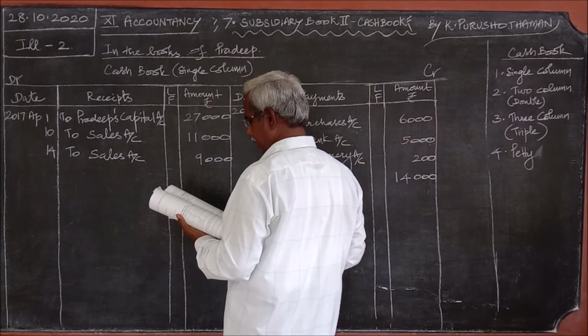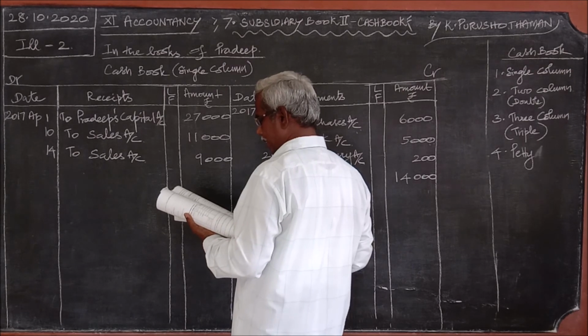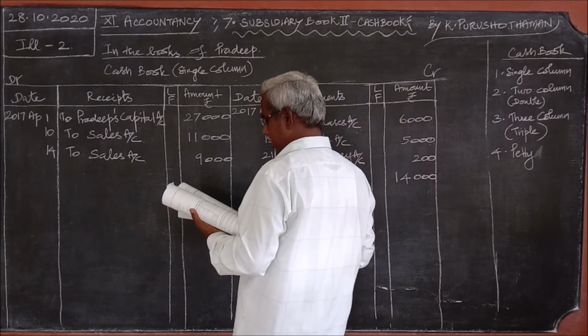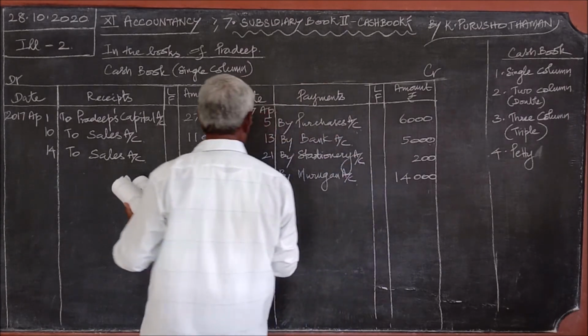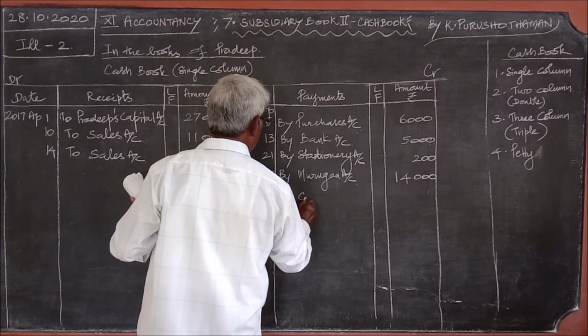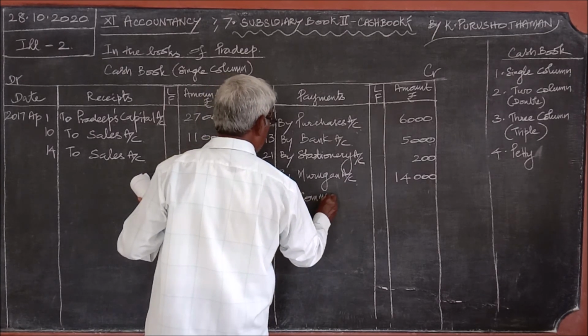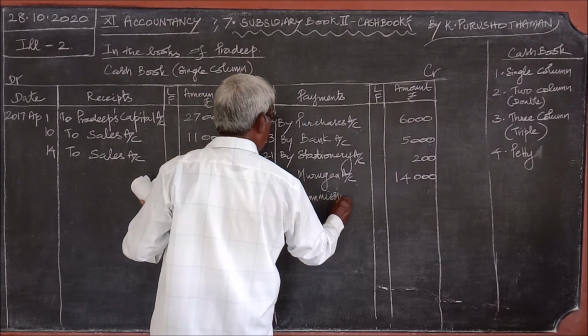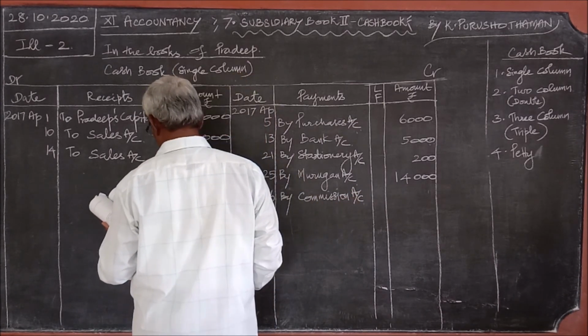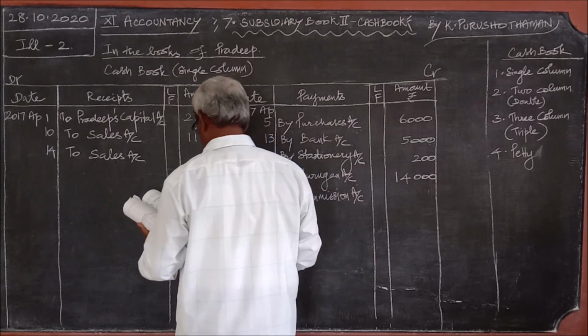Then 26th, commission paid by cash. All the 'paids' are payments. Commission paid by cash, 700. Then 26th, by commission account, 700.